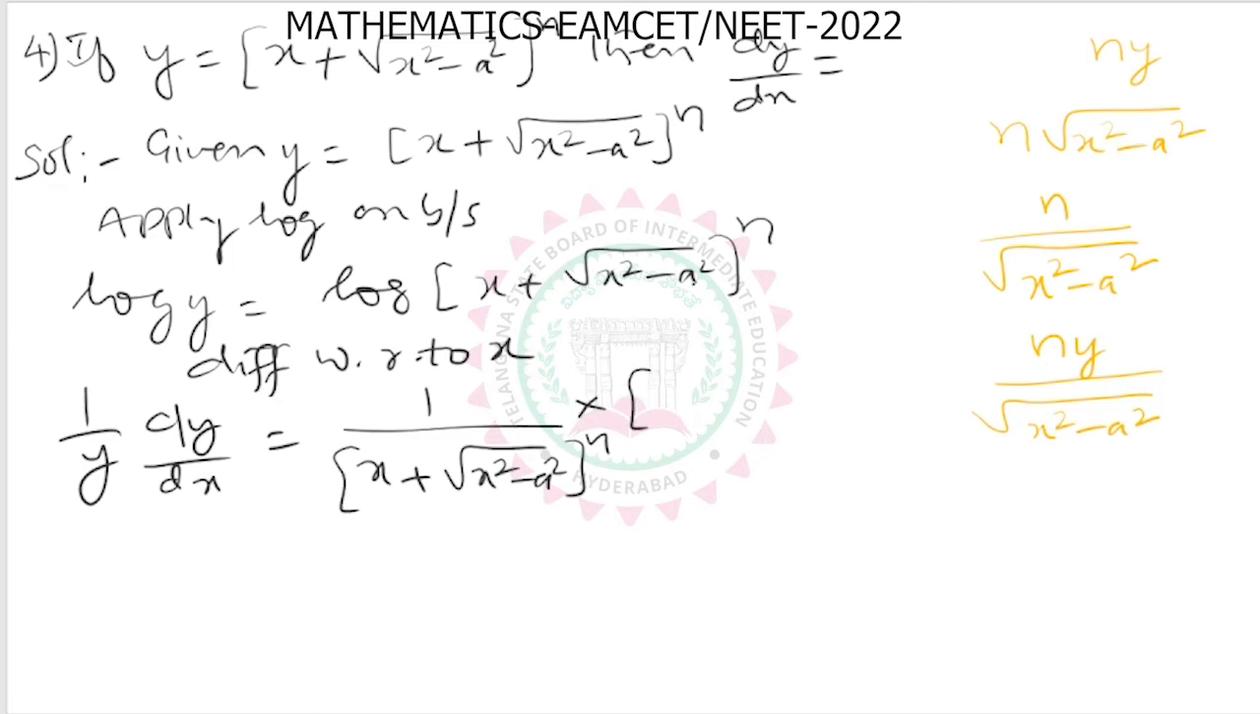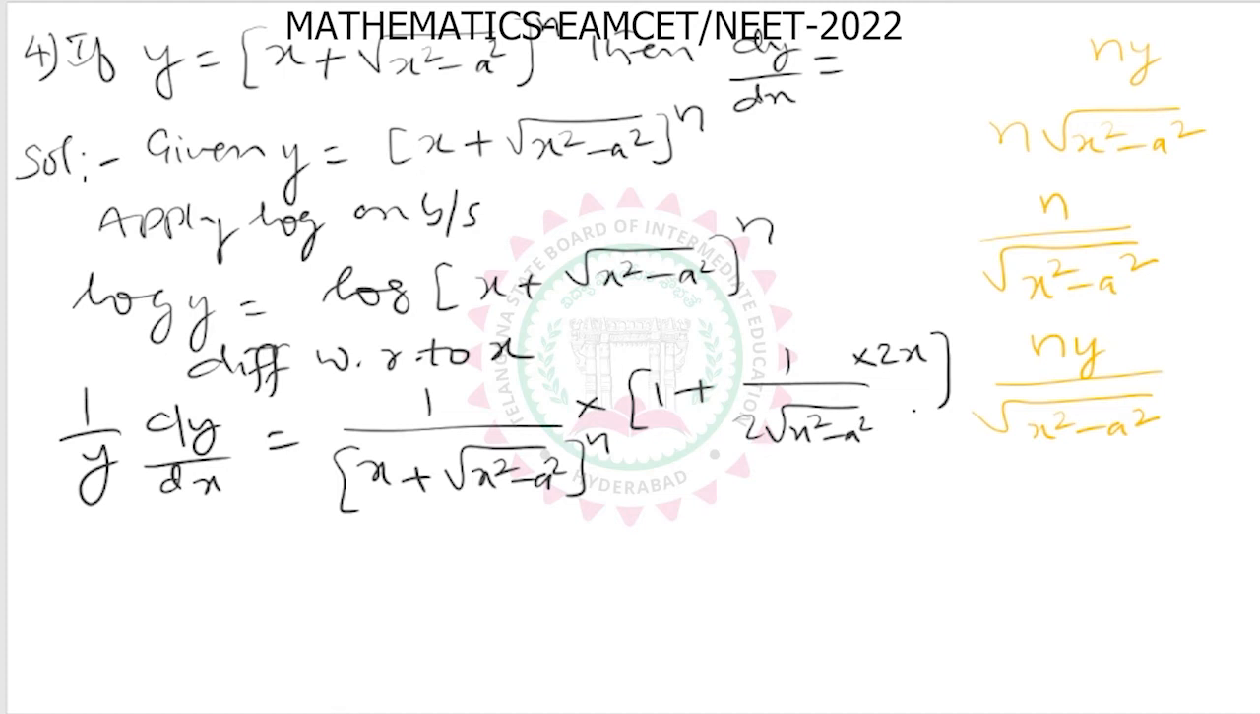Into 1 by, right, log of x plus root x square minus a square whole power of n into derivative of x is 1 plus root of something is again 1 by 2 root of x square minus a square into derivative of this x square is 2x. Log y is equal to log of x power of n. So this is nothing but n log x.